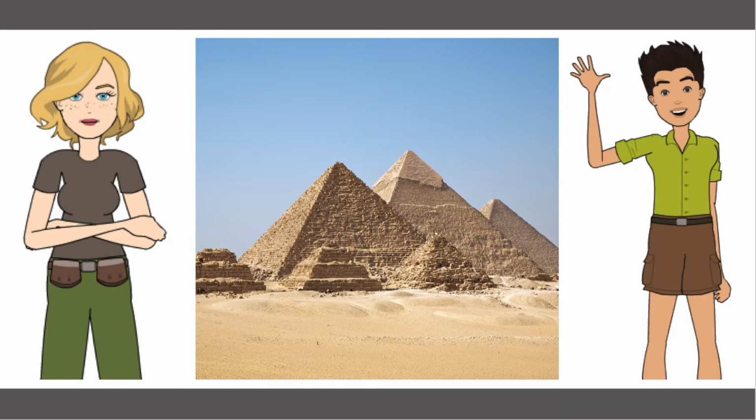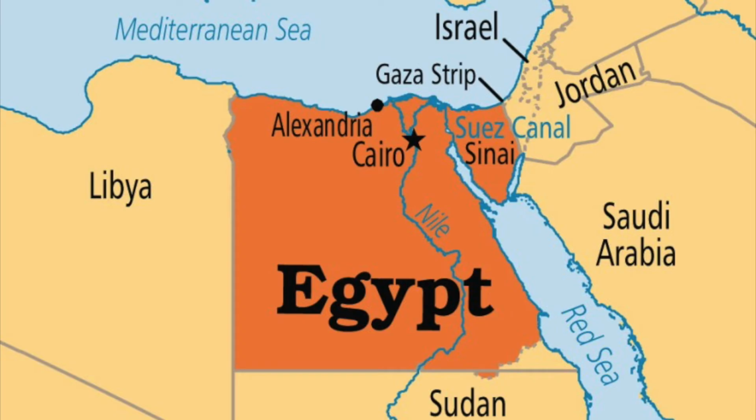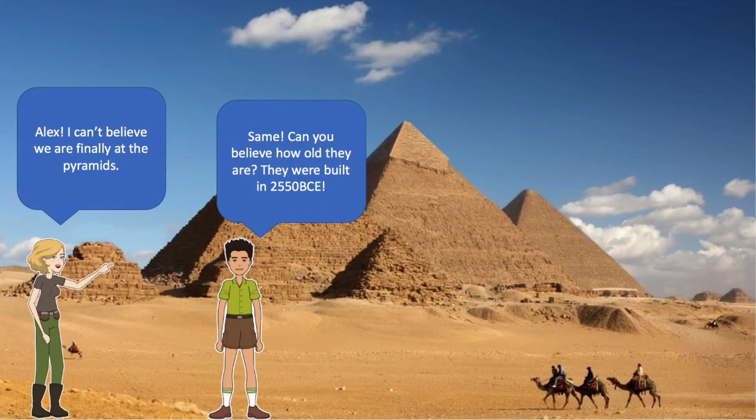Alex and Amy are currently on holiday in Egypt. It was on their bucket list of places to go because of the Egyptian pyramids. Egypt is a country linking Northeast Africa and the Middle East together. Alex and Amy knew that a defining symbol of Egypt was the Great Pyramid, which was built around the year 2550 BCE.